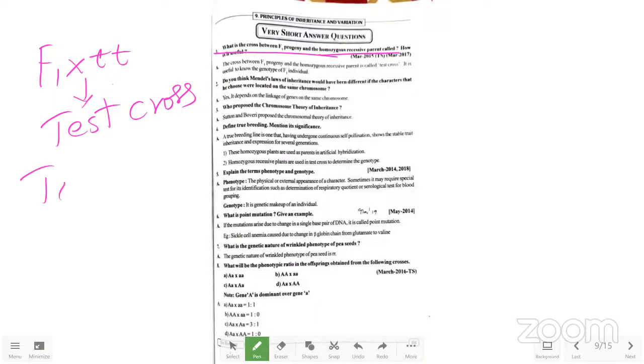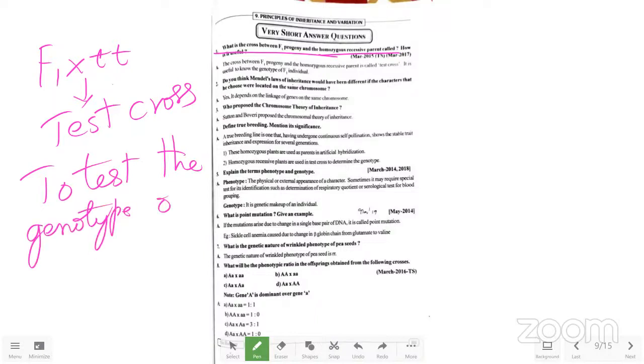To test the genotype of the F1 individual. That is the test cross. Okay. Who proposed the chromosomal theory of inheritance? Sutton and Boveri.